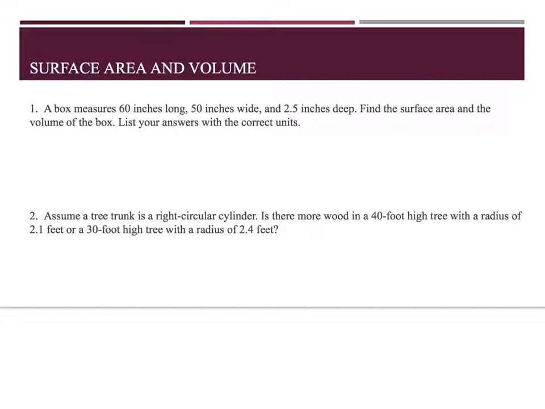If I have a box, I have three measurements for a box: length, width, and height according to the formula. So here are my three measurements, and instead of using the word height, they use the word deep. Same thing. Length is going to be equal to 60. Width is going to be equal to 50. And my height is the 2.5 inches.